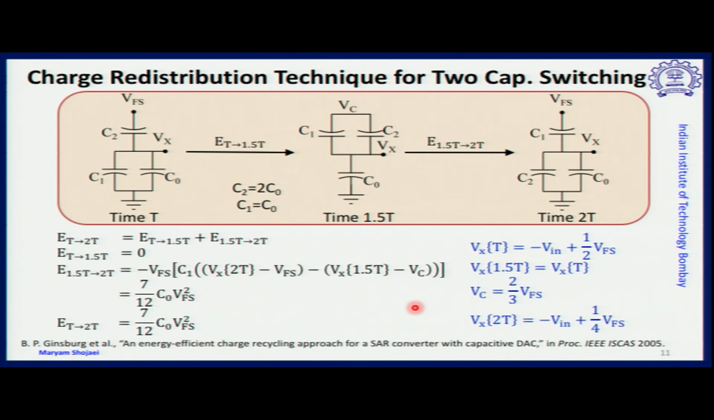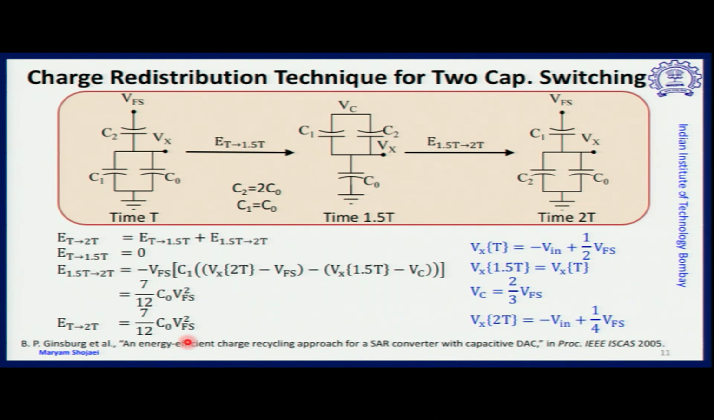This is also two-step switching plus disconnection of V full scale from the top capacitors. So, here when we move from 1.5T to 2T, we have only charge variation across C1, which determines the energy drawn from V full scale, and that reduces to 7 by 12 C0 V full scale square, and the total energy naturally becomes 7 by 12 C0 V full scale square, which is less than the previous case, which was two-step switching without disconnecting V full scale. So, these are two interesting examples.